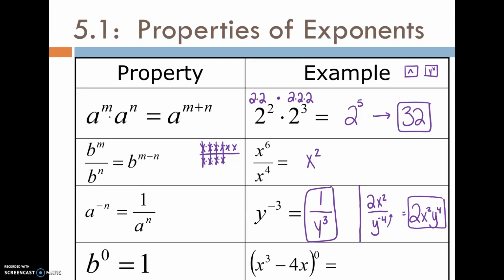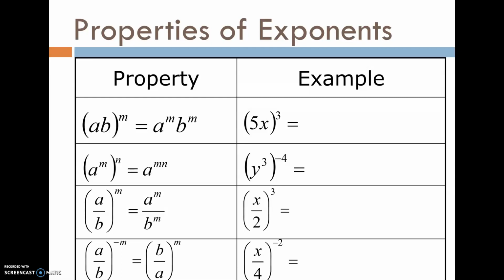The last one on this slide is my favorite one because it is super, super simple and it takes crazy complicated things and takes it down to just the number 1. Anything raised to the 0 power is 1. So x to the third minus 4x, that whole thing raised to the 0 equals 1. That's it. It's saying we have 0 factors of that, which means there's nothing. It's just a 1.